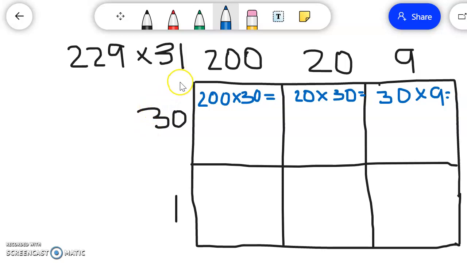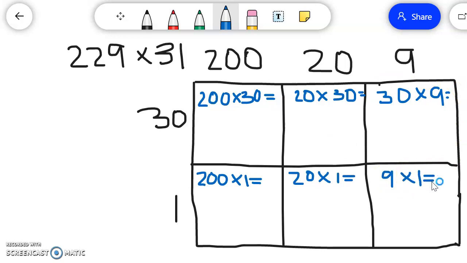Now I'm going to decompose, or not decompose, that's the wrong word. I'm going to distribute the 1. I'm going to distribute the 1 to the hundreds place first, so that's 200 times 1. Then I'm going to distribute the 1 to the tens place, that's 20 times 1. And then to the ones place is 9 times 1. Okay. Now I'm ready to solve for all 6 of my partial products.